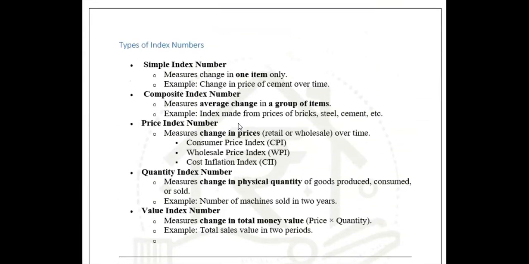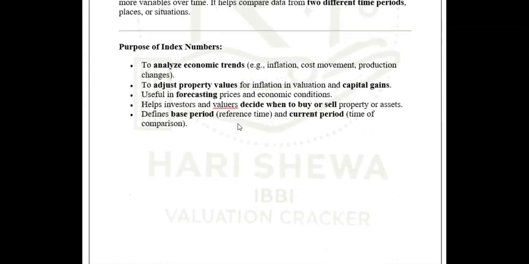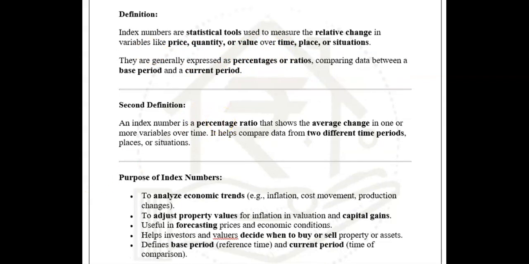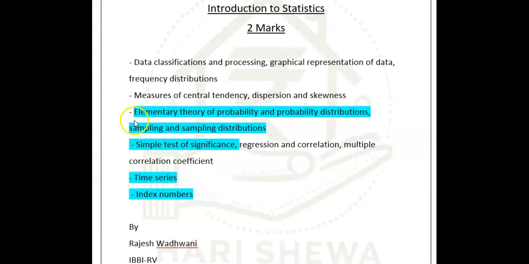Many times a 1 mark MCQ comes from the index number. This is the relative change in variables like price, quantity, and value. Now we will move to the next. Now we will learn elementary theory of probability and probability distribution. Regression and correlation we will learn in part 3. Let us start probability.